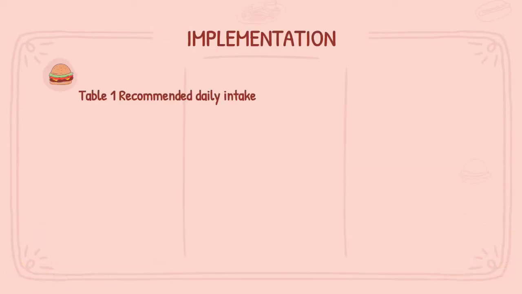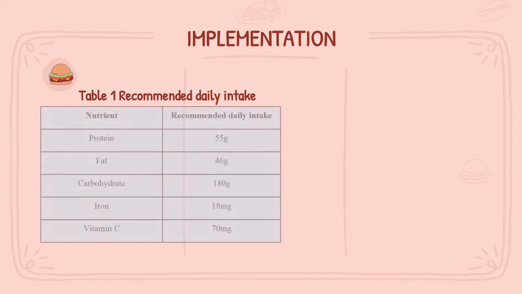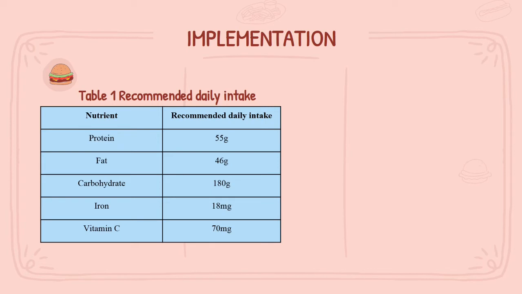Next, collecting data and formulation. A survey is distributed to 33 students of Sultan Idris Education University UPSI. The objective of this survey are to discover each student diet pattern and student attitude toward healthy eating habits. The survey requires students to answer what they most prefer to eat for breakfast, lunch, and dinner for the first objective. Table 1 shows recommended daily intake, which is nutrient. Protein have 55 gram, fat have 46 gram, carbohydrate have 180 gram, iron have 18 mg, vitamin C have 70 mg.